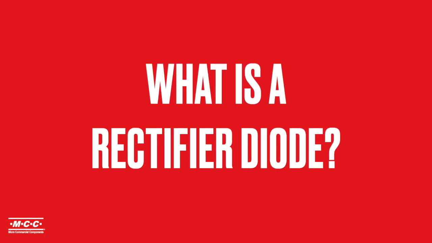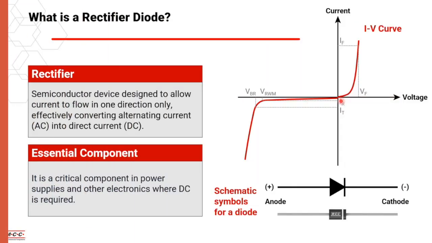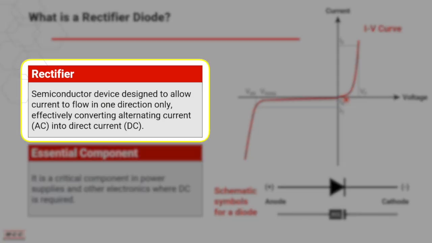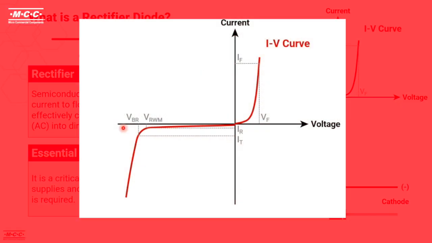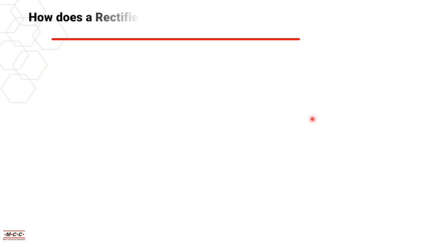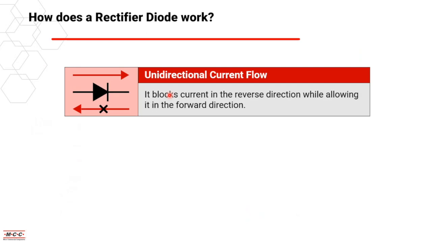A rectifier diode is a semiconductor device that allows current to flow in one direction only. If you look at the current and voltage curves here, when it comes to forward voltage, it allows current to flow. This is the forward bias. And in reverse, it doesn't allow current to flow. Basically, it blocks the current up to a defined breakdown voltage. So this is basically how rectifier diodes work.